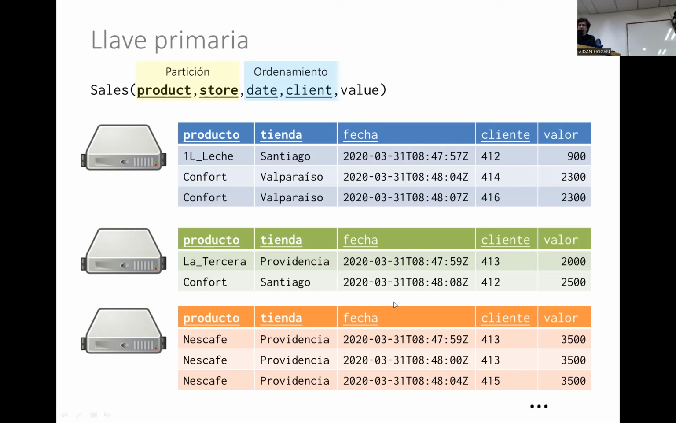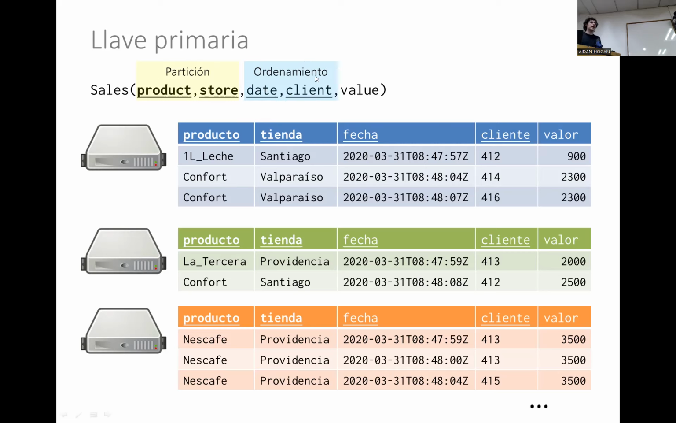Within each partition, we can then also order by fecha and cliente. So we could say, for example, Nescafé Providencia, and then define the date before March 31st, 2020. We can do a range on that. It has to go in the order in which the elements are presented. In the lab on Wednesday, you're going to play with this, or you're going to have to design a primary key in order to be able to answer certain types of queries. In general, the key here is that we always need to give the partition key. And once we give the partition key, we can't leave any gaps. So we can optionally add date, or we can optionally add date and client.